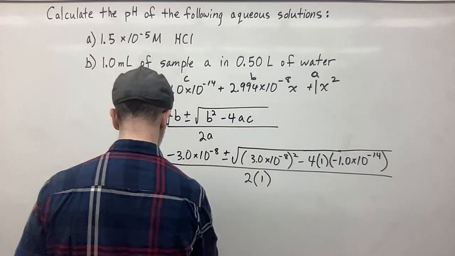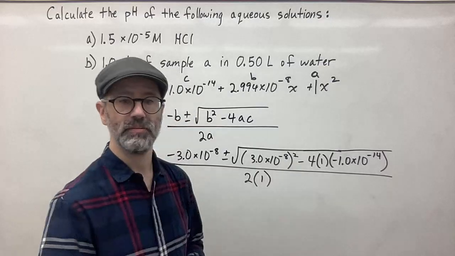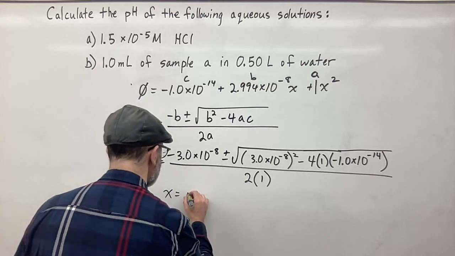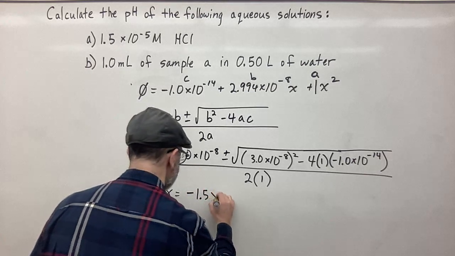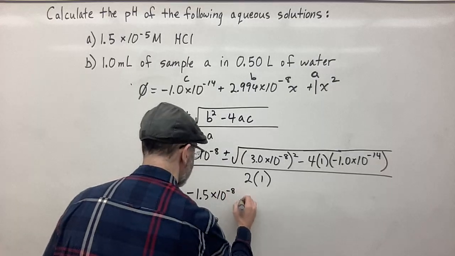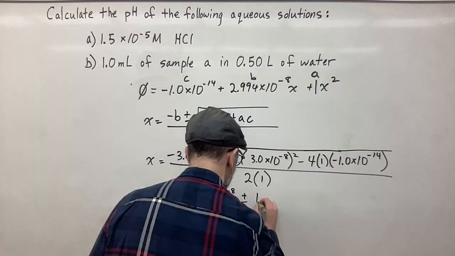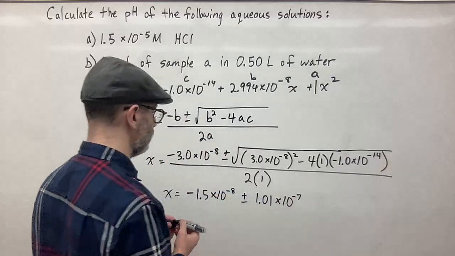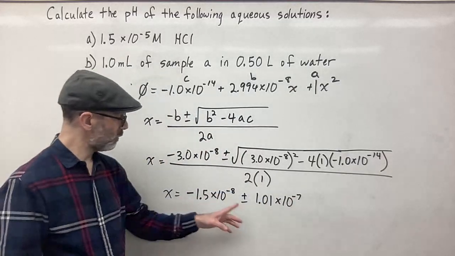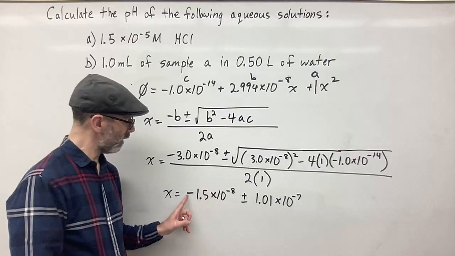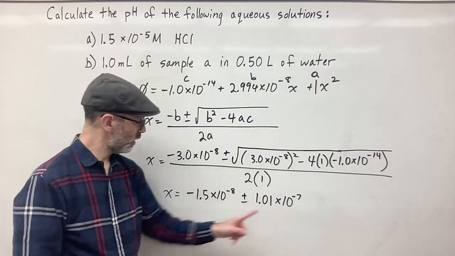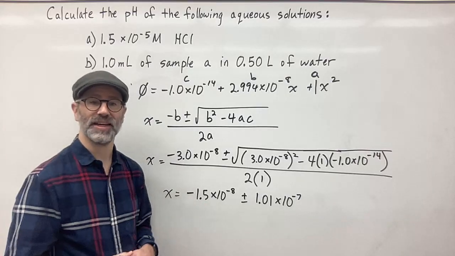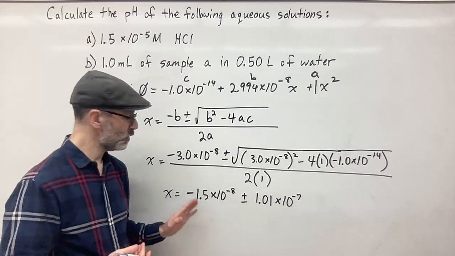x is going to be equal to a negative 1.5 times 10 to the negative 8 plus or minus 1.01 times 10 to the negative 7. Okay, so if you subtract, we can see right away that we have a negative here. If we subtract this from this, then it's adding a negative to a negative, and we end up getting a negative value for x, and obviously we can't have a negative value for x, so that can't be right.